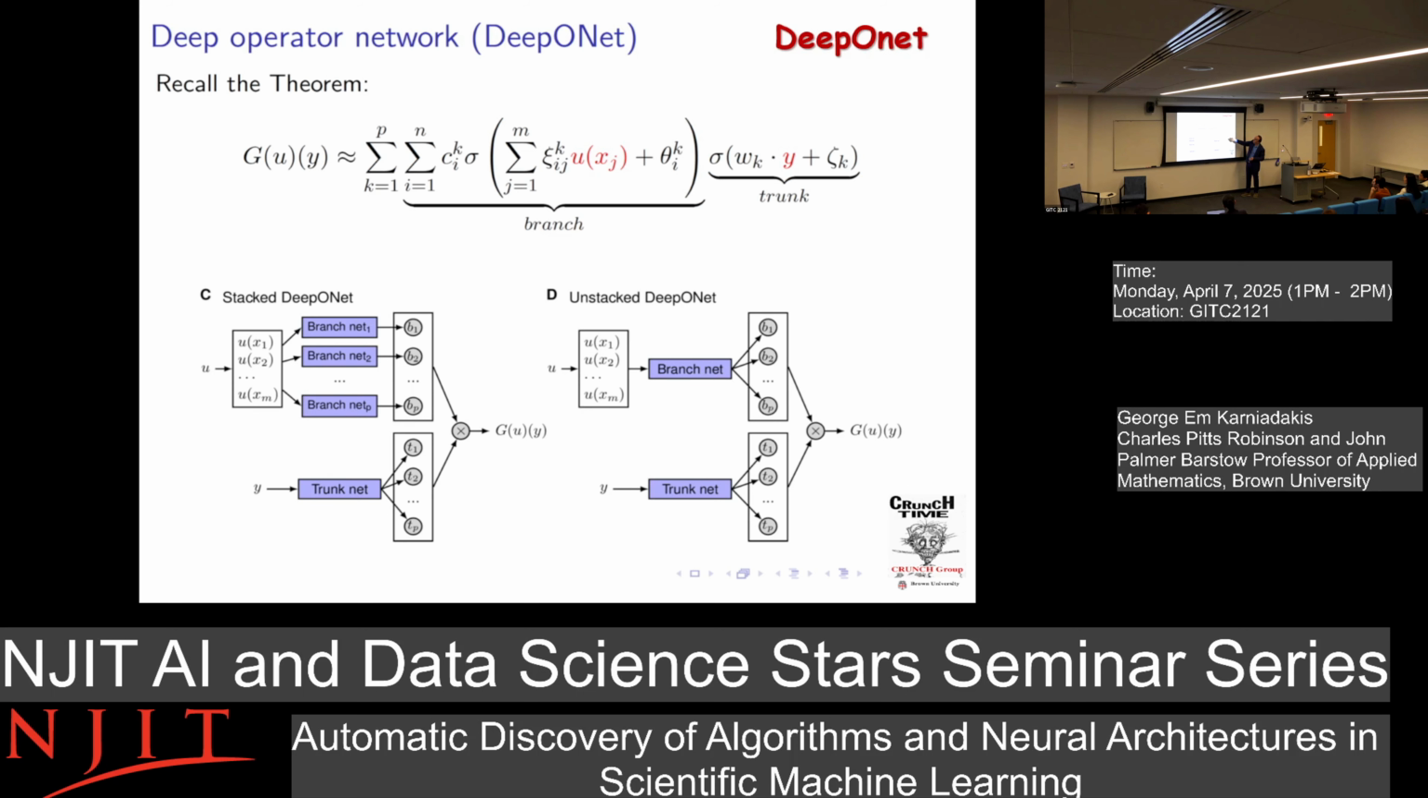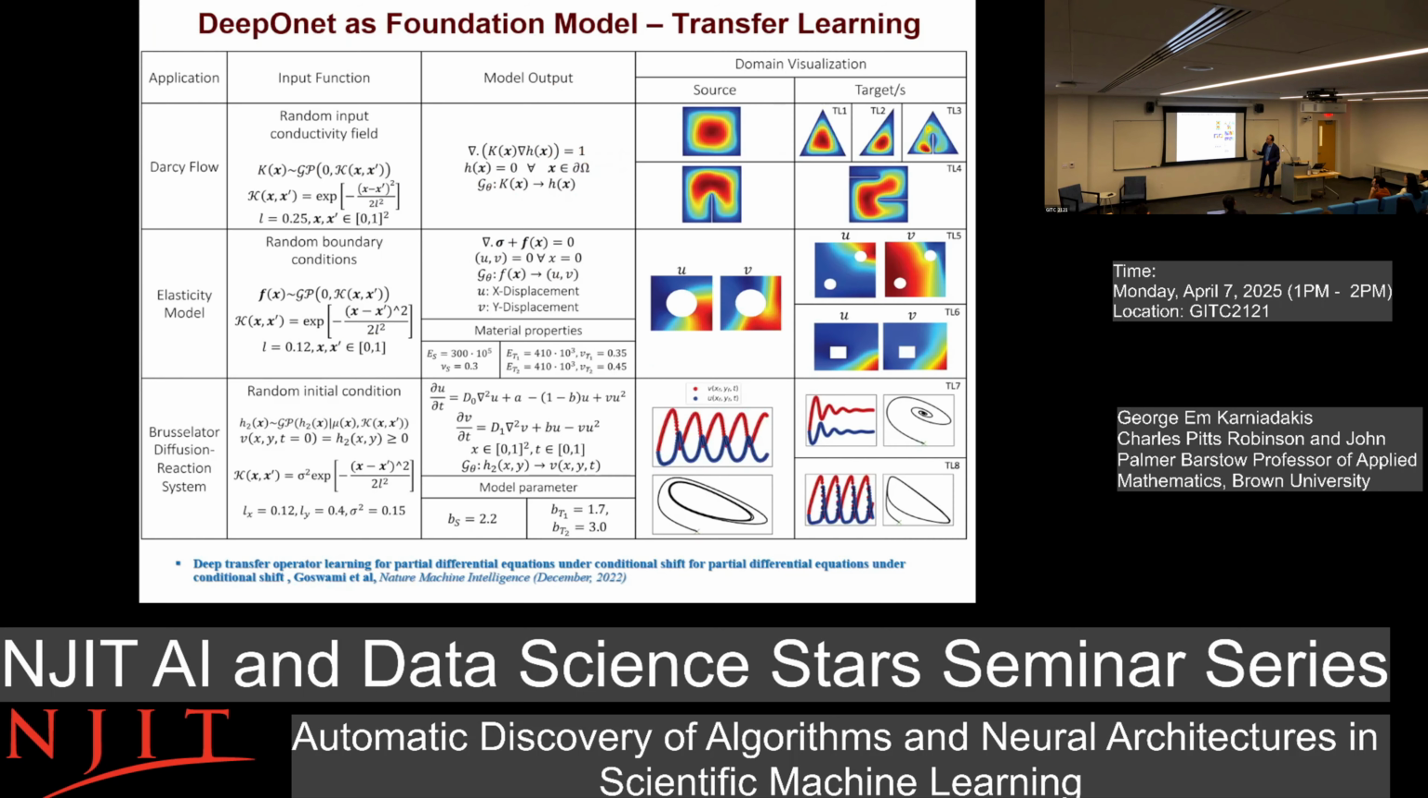U of X is a function of the input. We sample it, and then we sum them up at different sensor points, let's say, and then we take the activation function. So this is a single shallow neural network associated with the branch and one with the trunk. But of course, we can make these neural networks as deep as we want. In fact, that's better.